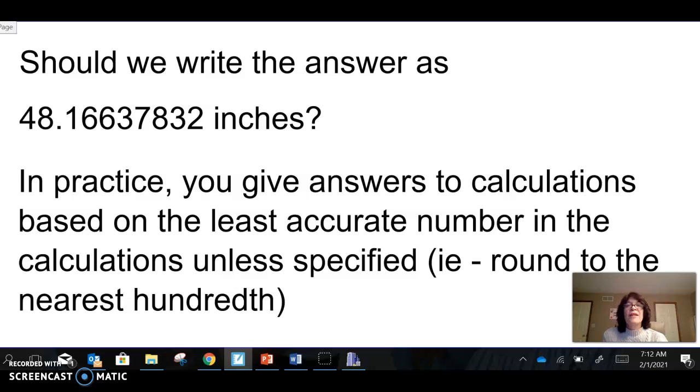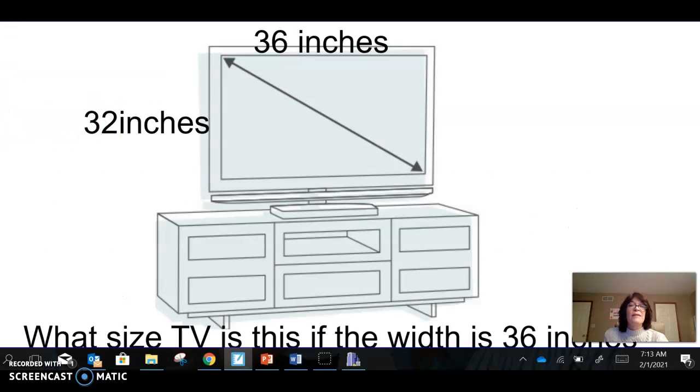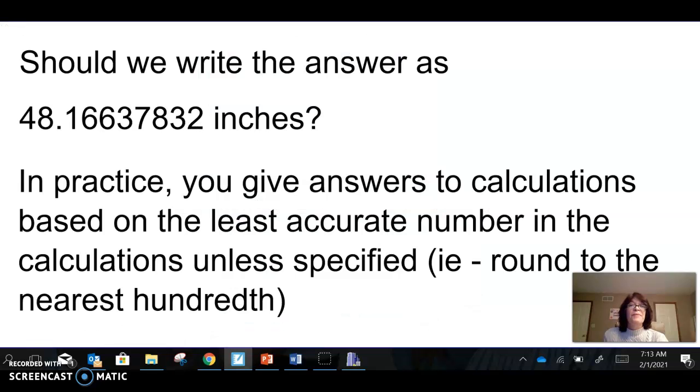What would you use? Wouldn't you use the Pythagorean theorem? Okay. But you get this weird, huge number. In practice, you give answers to calculations based on the least accurate number in the calculations, unless otherwise specified. Like sometimes I'll just downright say, hey, round your answer to the nearest hundredth. They'd probably just say this is a 48-inch TV, right?